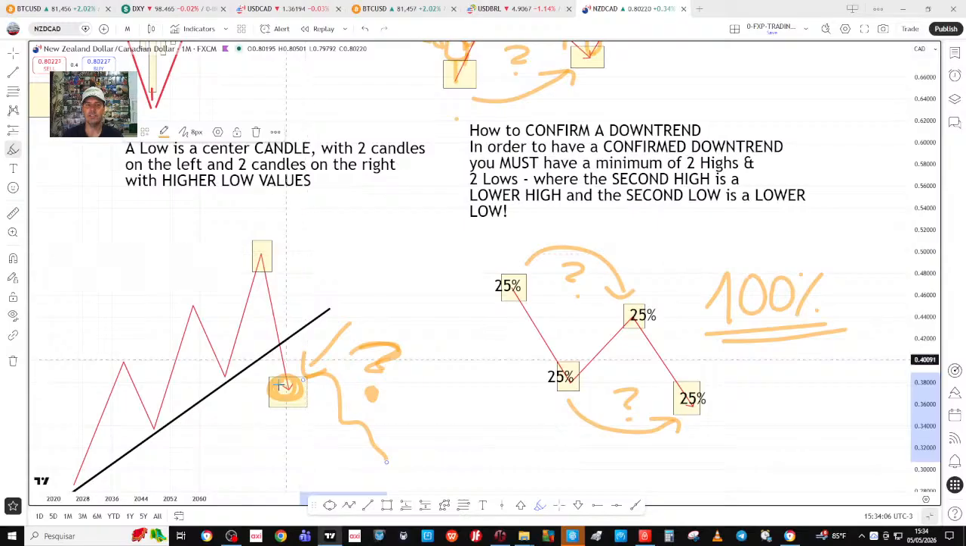Is this a 100% confirmed downtrend when you short the market, when you sell in here? Is it 25% probability confirmed downtrend, 50%, 75%? Mario on YouTube says 50, exactly. So when you enter this kind of trade, what are you really doing?